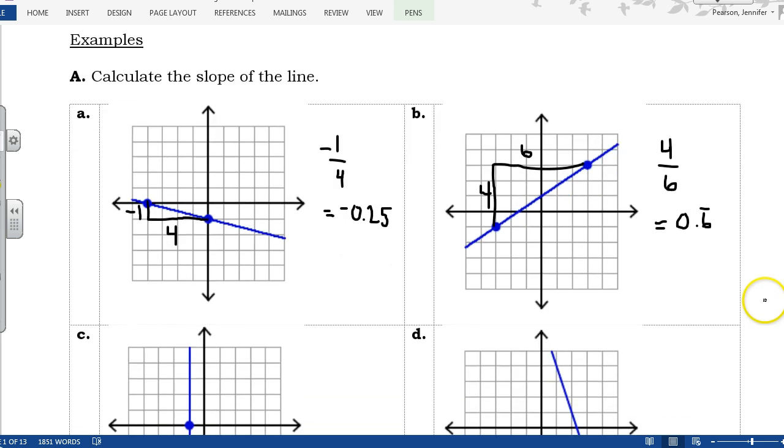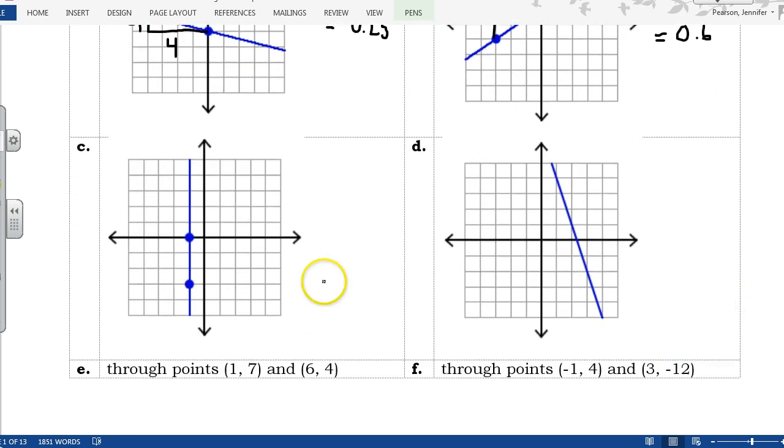Two more similar examples. From this point to this point, the vertical change here is 3. It's kind of tricky because the horizontal change here is 0. It doesn't move side to side at all. So rise over run is undefined. If you try to do 3 divided by 0, you will not get an answer. Your calculator will say error. It's impossible to divide by 0. So any vertical line is undefined.